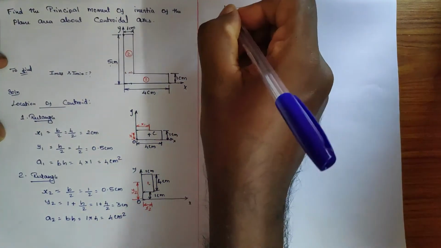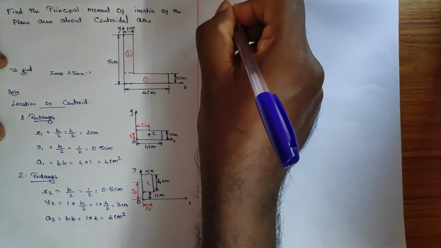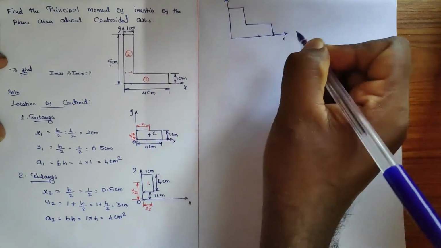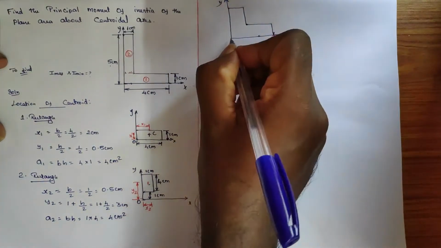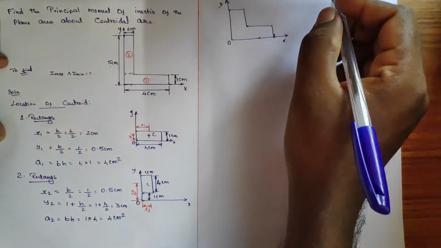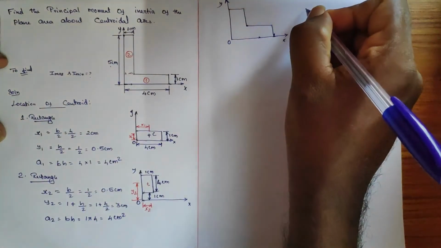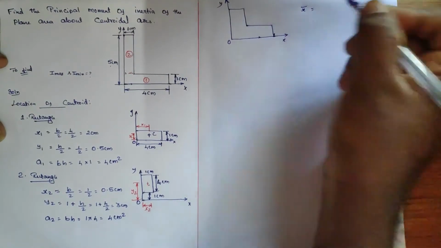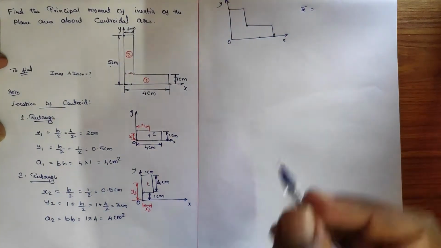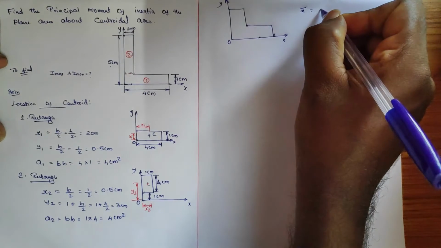So this is how the L section is, and this is the axis X, Y. Okay, let it be. Now see, we need to identify the centroid for the total section. Here we have two components, right? So X bar and Y bar we need to find. That means the first moment of area. So here come two components.